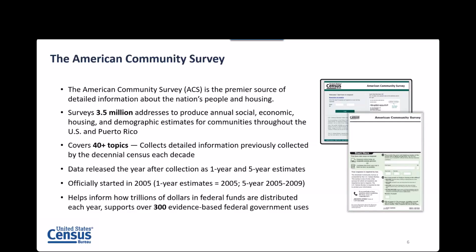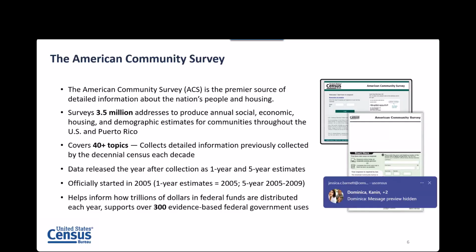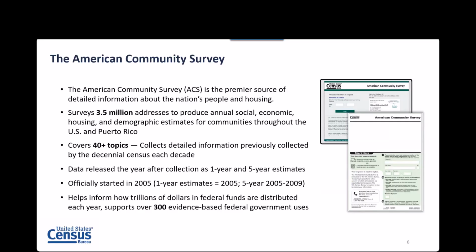So a little deeper dive on the American Community Survey. It's the premier source of detailed information about the nation's people and housing. Altogether, about 3.5 million addresses are used to collect the data. It covers more than 40 topics. And one thing to keep in mind is that many of the questions that the American Community Survey collects data on were originally collected via the decennial census that is done each decade.